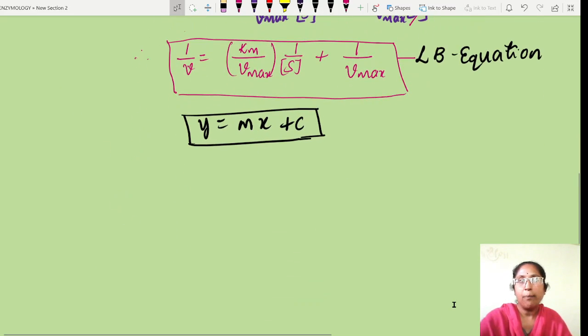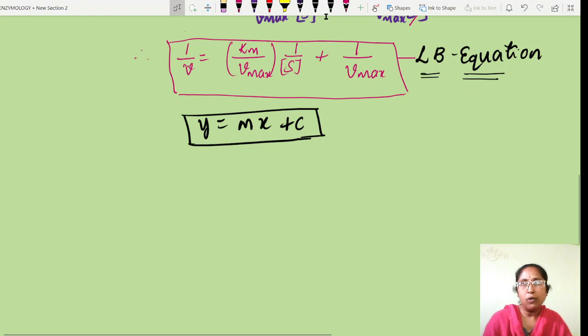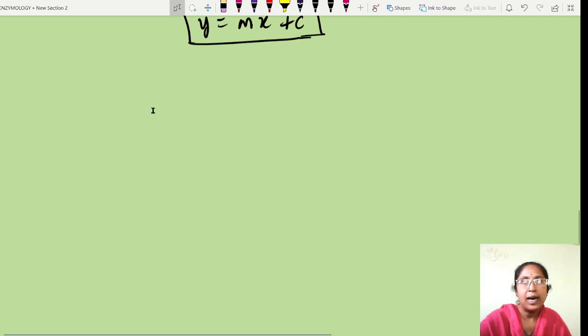Here, if we compare the terms, y can be compared to 1 over V. m is a constant, so it is equal to Km by Vmax. x is 1 over S, and 1 over Vmax in this equation corresponds to c. So therefore we can say that this LB equation, the Lineweaver-Burk equation, is in the form of a straight line. If we plot a graph of y over x, that is y is equal to 1 over V and x is equal to 1 over S, we are going to have a curve.